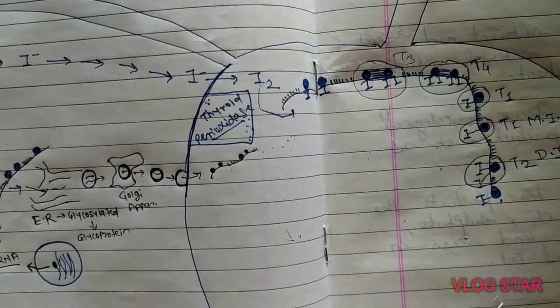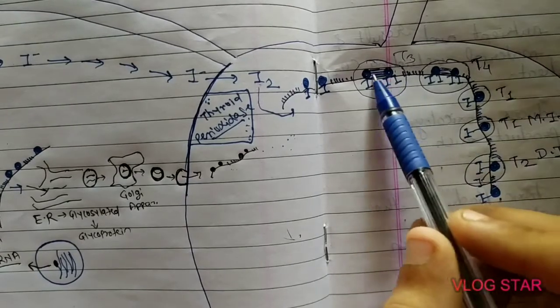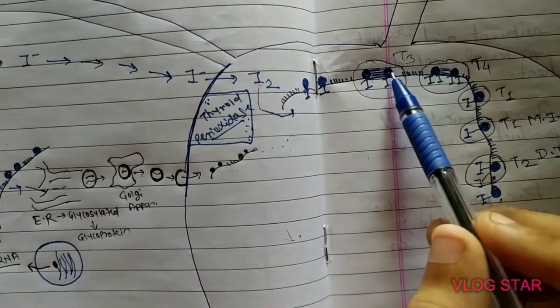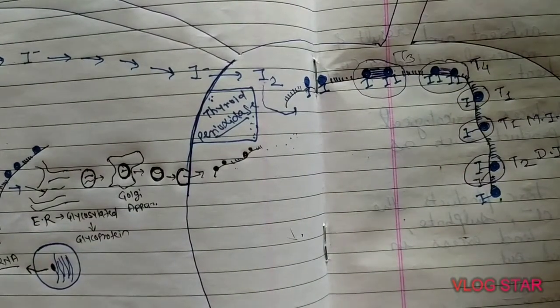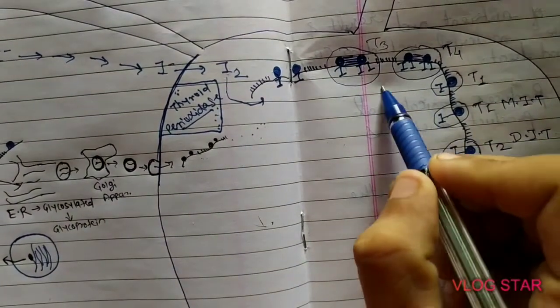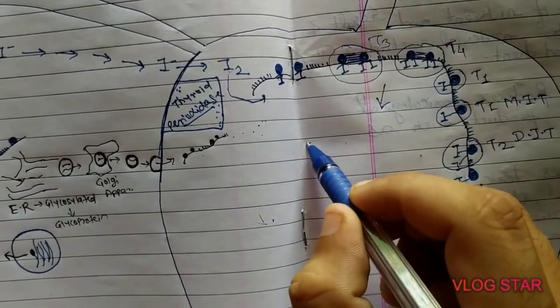And the third function of this thyroid peroxidase enzyme is the coupling reaction, that it combines or binds the two adjacent tyrosine molecules. So there are three functions of thyroid peroxidase enzyme. Hence we will draw this sequence of thyroglobulin in a simple way.